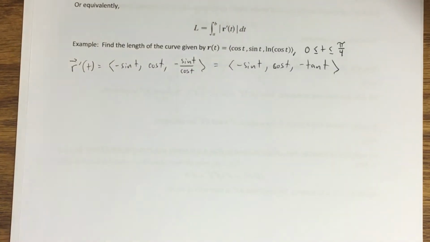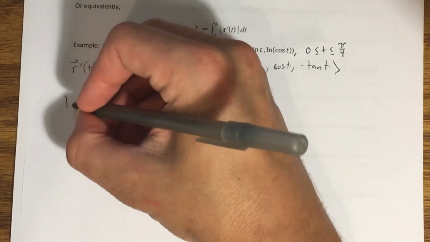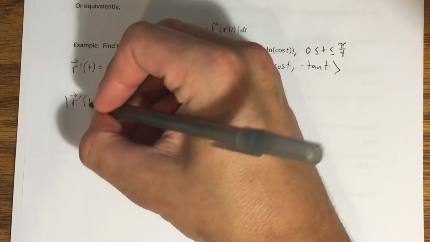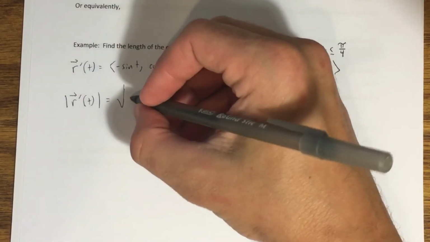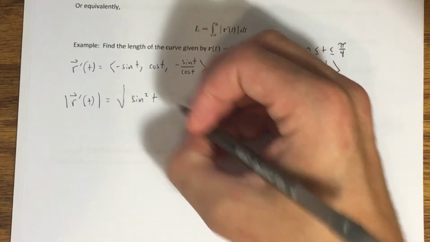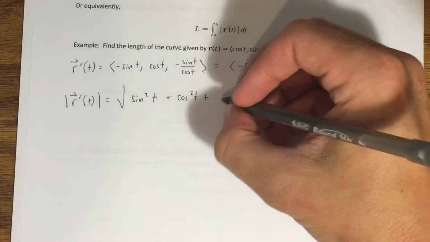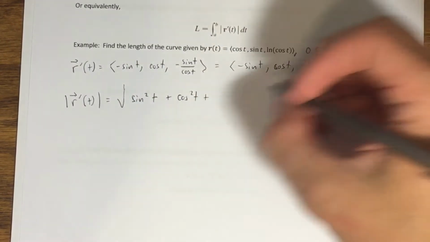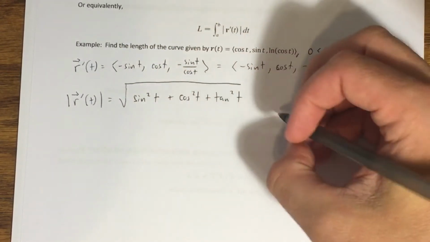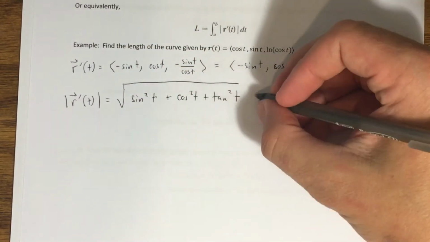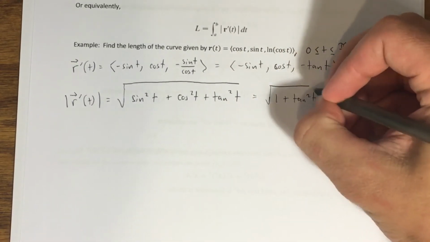Okay? So the next thing we need to do is take the norm, or the magnitude of that vector, so we can use it in our integral formula. That's going to look like this. The square root of, so negative sine of t squared, I know that that's just sine squared of t, plus cosine squared of t, plus negative tangent t, when I square it, is the same thing as tangent squared of t. So the negatives don't really matter because everything gets squared anyways. All right, so sine squared plus cosine squared, we know that's equal to 1. I get 1 plus tangent squared of t.